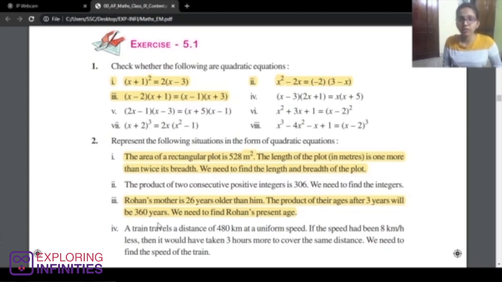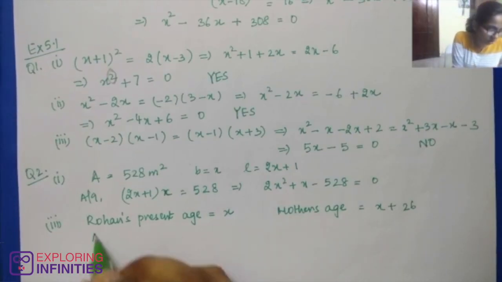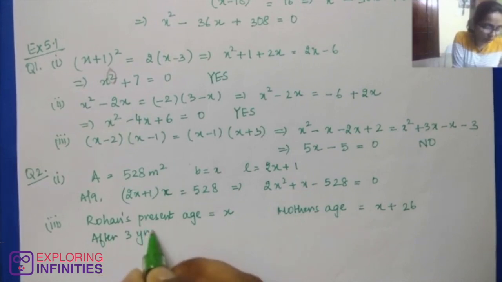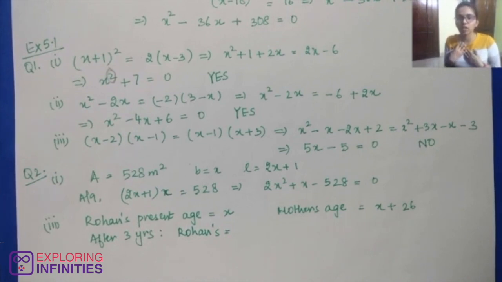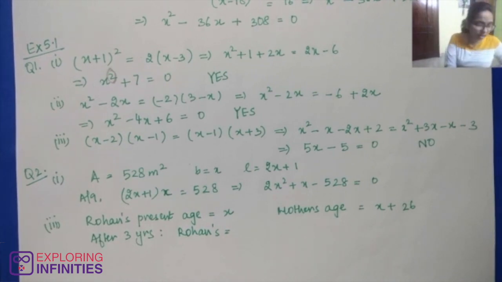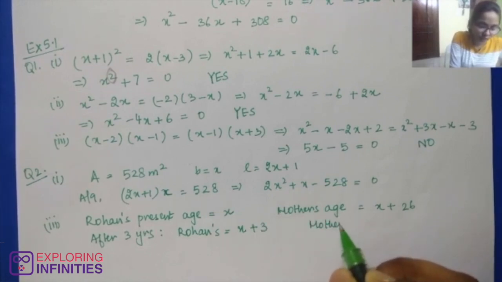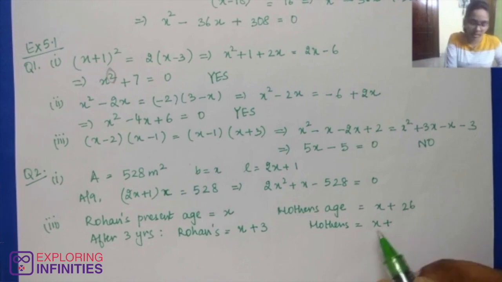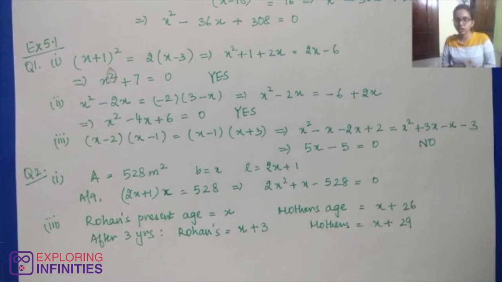So we have the relationship between Rohan's mother's age and Rohan's present age. So it says after 3 years. So let's write down after 3 years. Rohan's age will be what? If I'm 30 years old right now, I'll be 33 after 3 years. So how exactly am I going to get this? My present age plus 3. In a similar fashion, I'll say Rohan's present age x plus 3. Similarly, mother's age will be x plus 26 plus 3, that's x plus 29. So we have the relationship between Rohan's age after 3 years and Rohan's mother's age after 3 years.